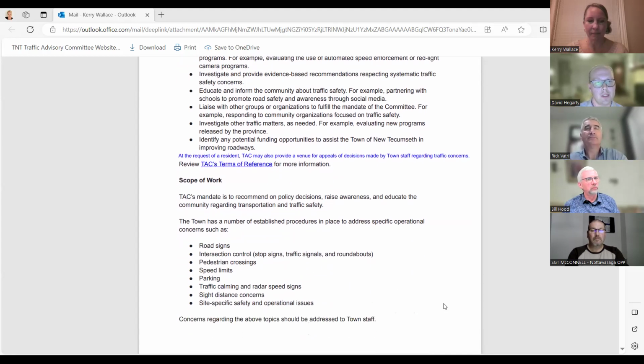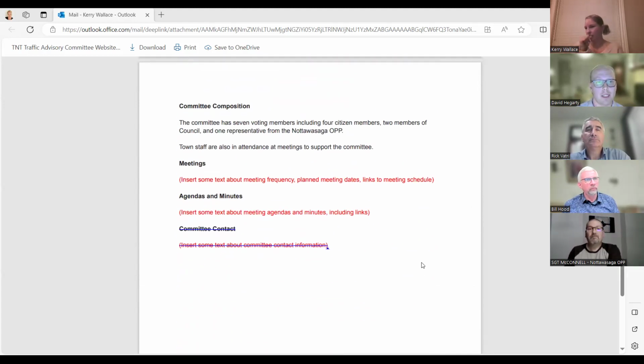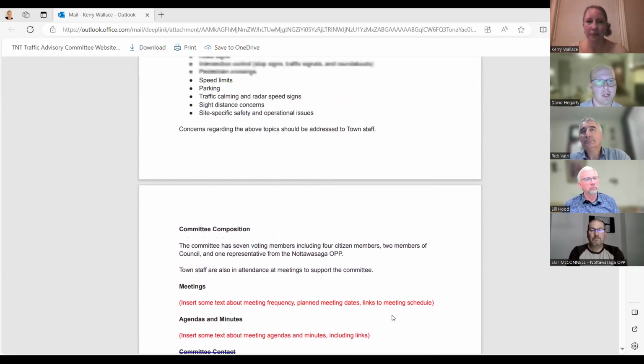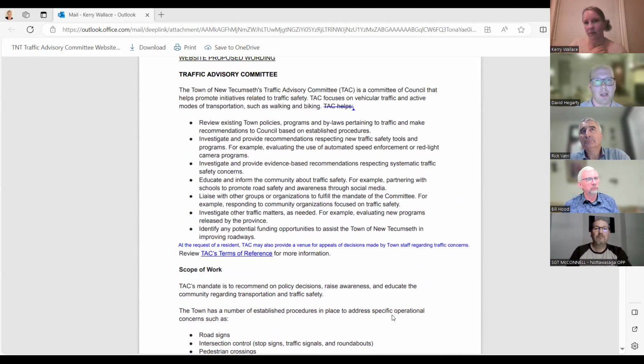So this is the version we looked at last time. I think we can see in blue the changes. I don't think there's a need to go through this line by line since we discussed it. If anybody would like to, we certainly can. But just looking at the proposed changes, I know I don't have any concerns with it, frankly. Any thoughts or comments from anybody? Would anybody like to go through it?